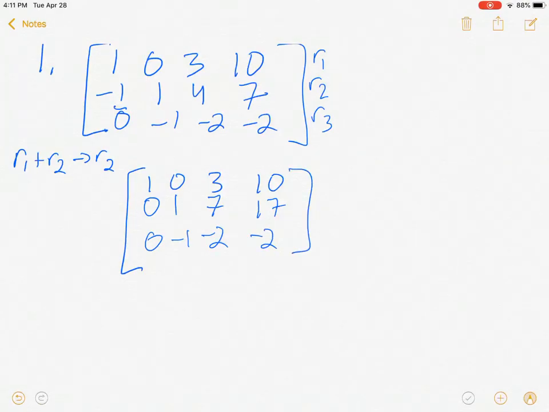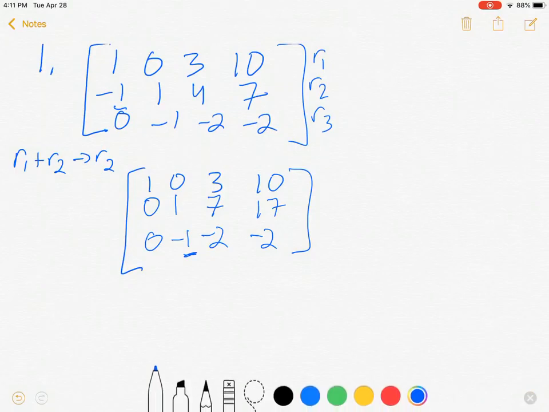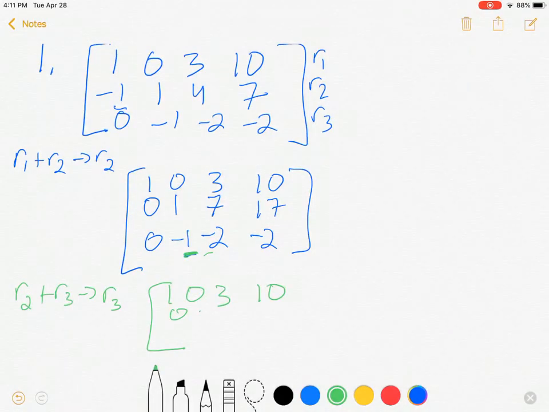And now what I want to do is eliminate that -1 there to make it a 0. This is the Gaussian method right here, okay? So I'm going to change colors here. I want to get rid of this guy right here. If I take row 2 plus row 3 and replace row 3 with that, that will give me what I want. So the top one stays the same. 0, 1, 7, 17. The second one stays the same.